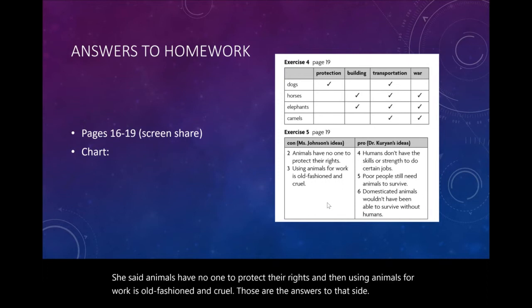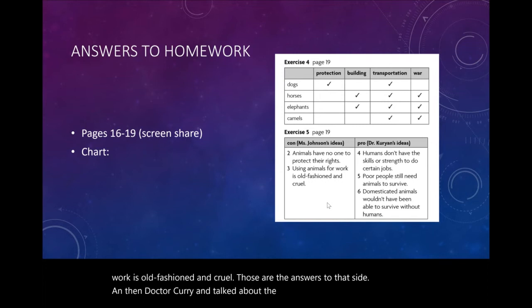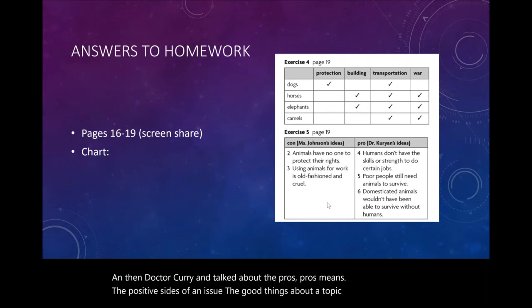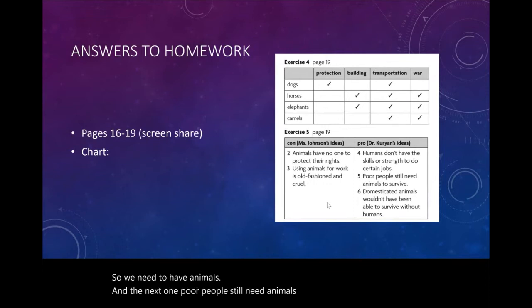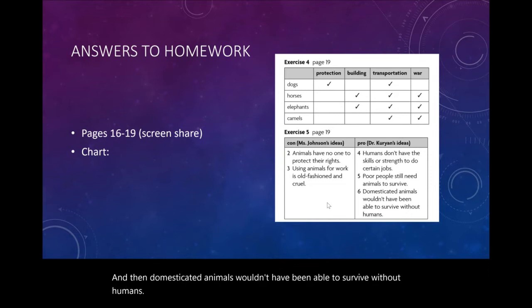And then Dr. Kurian talked about the pros. Pros means the positive sides of an issue, the good things about a topic. Okay. So he talked about that humans don't have the skills or strength to do certain jobs, so we need to have animals. And the next one, poor people still need animals to survive. And then domesticated animals wouldn't have been able to survive without humans. So he was in favor of using animals for work.